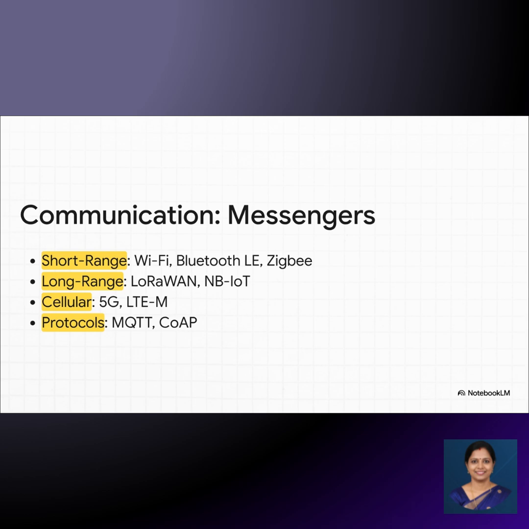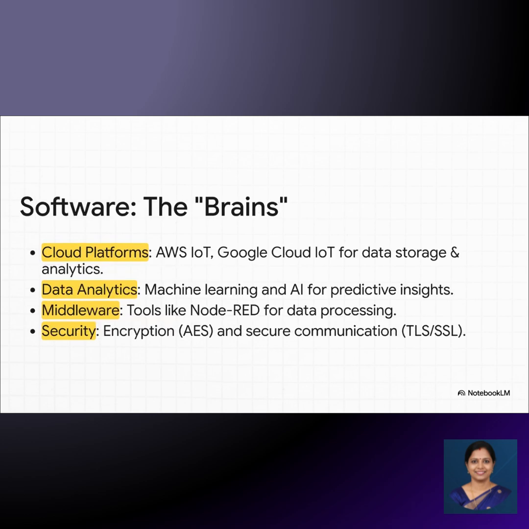And for things that need to be connected all the time, like a self-driving car, they use cellular networks like 5G. And all these devices speak in these super efficient data languages or protocols just to save battery life and keep things running smoothly. And finally, we get to the software.